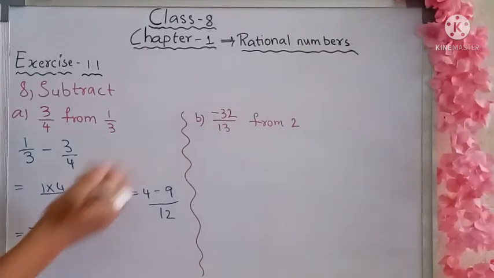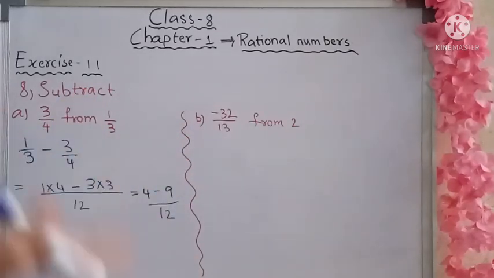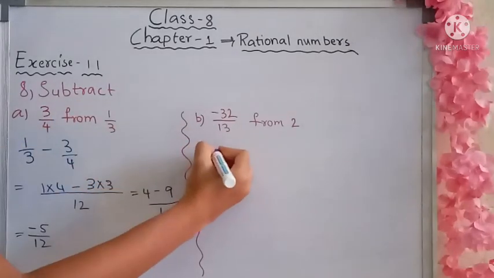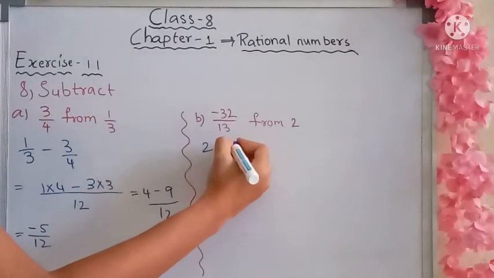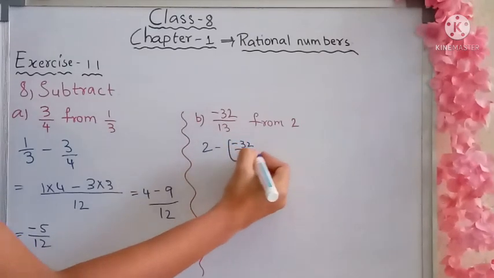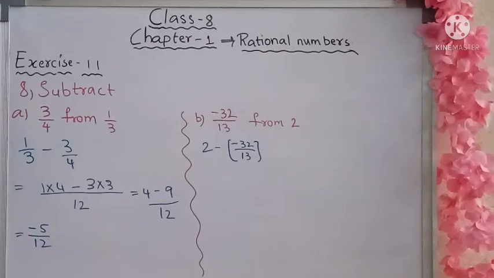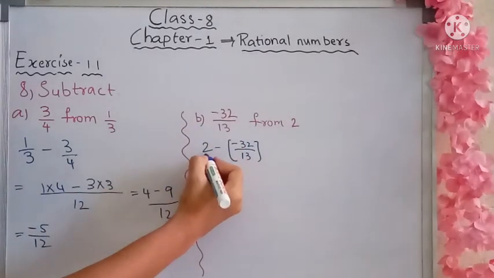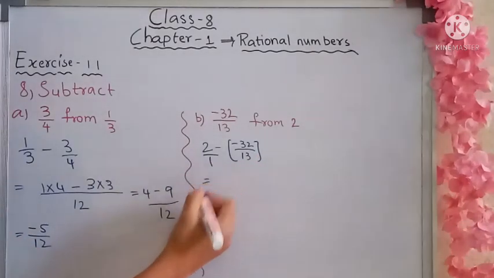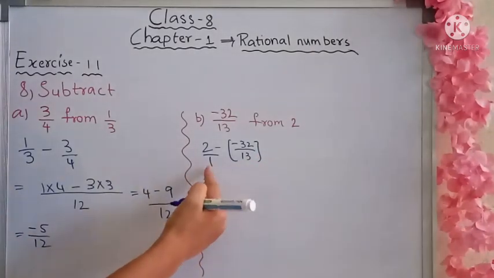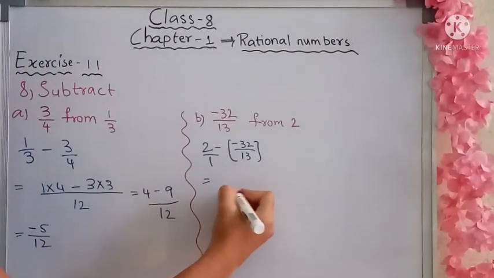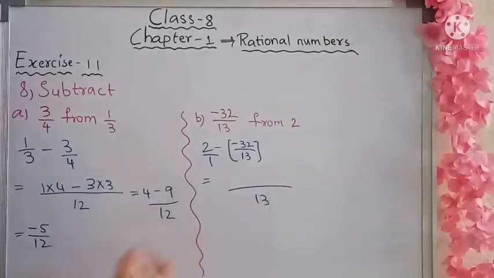So coming to our question number B, second question. So now here also we have to subtract 2 minus 32 upon 13. Okay. So now 2 becomes 2 upon 1. Now this is equals to LCM of 1 and 13 is 13. So LCM becomes 13.